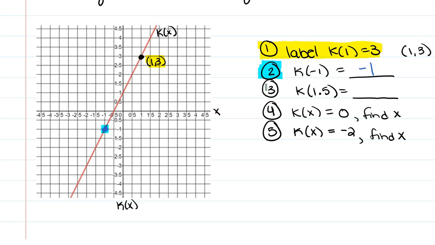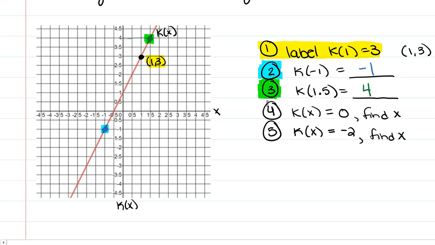All right, number 3. Okay, same idea, different numbers. So k of 1.5, what's the output? So my input x is 1.5. So on my x-axis, I go to 1.5. I go up to where my function is, and I see that the output here is 4. So k of 1.5 is 4. When the input is 1.5, the output is 4.